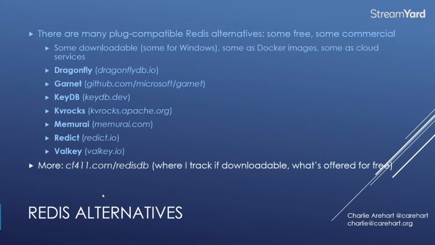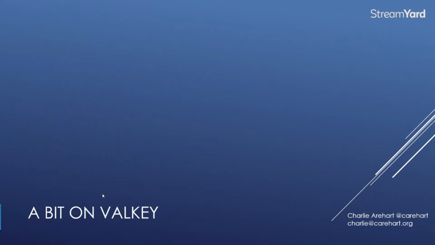You can learn more about all of these at those websites or on my website. CF411.com is a website of mine. I have many categories. One of the categories is Redis DB. There's a temporary problem with that link not taking you to the right place, but it'll take you to the right page and you can find this stuff there. I'll fix that after the call. Anyway, I track which of these are downloadable, which ones are free, and so on.